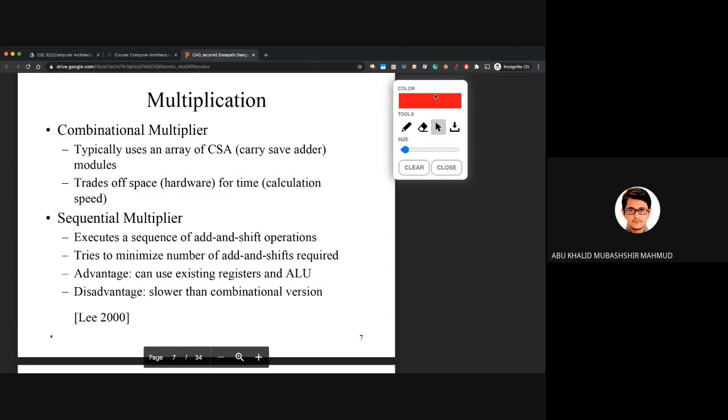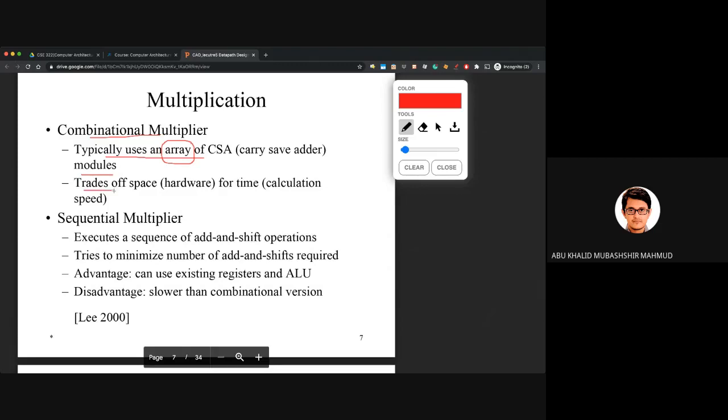So what are the characteristics of combinational multiplier? It uses an array of carry save adders, that is, it performs an addition operation, then it saves in a memory, and then it goes on to perform another addition with the partial results. These are the procedures of how a combinational multiplier works.